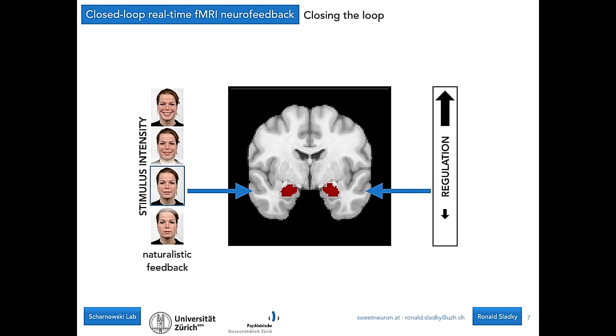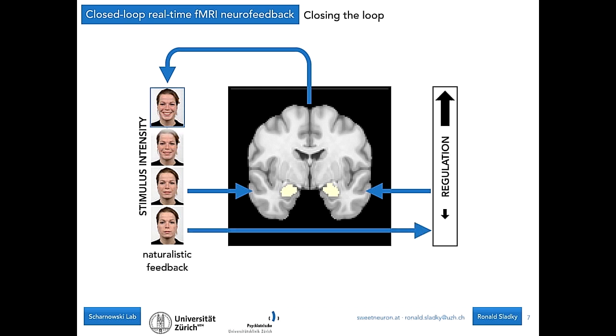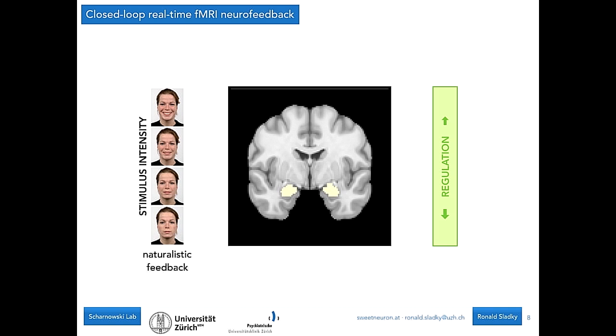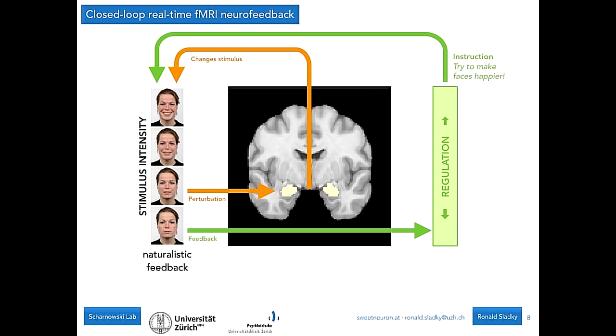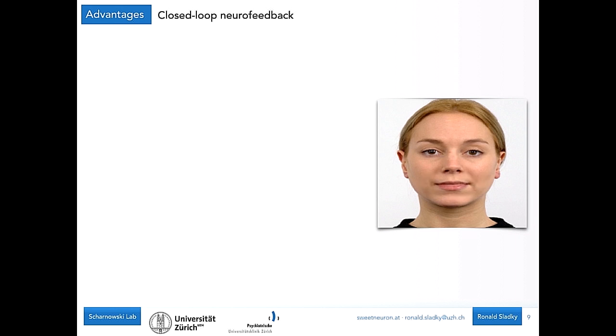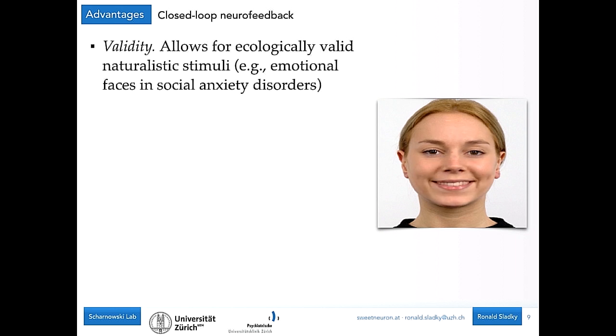If they have to upregulate, let's say, the amygdala, they are also upregulating the stimulus that they are seeing. In other words, by instructing the subjects to regulate the faces, like making the faces more happy, they drive the amygdala with a different intensity, a different perturbation, which then also changes the stimulus intensity, which again can be used as an objective feedback for them to see how their regulation mechanisms are working. So we assume that this closed-loop feedback provides better validity.